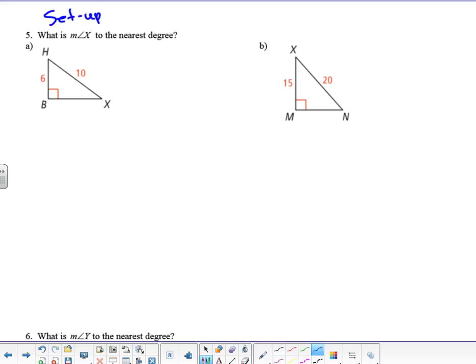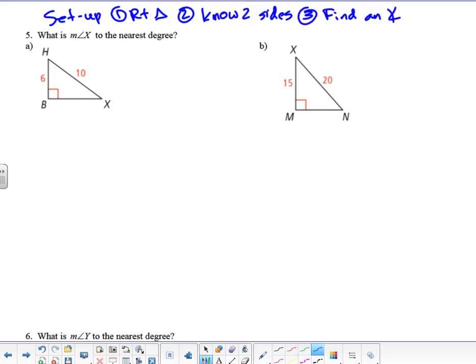All right. Number one is we have a right triangle. That's key. Number two is we know two sides. And number three is we need to find an angle. All right. That kind of setup there, that 1, 2, 3, that's going to clue us into trig.